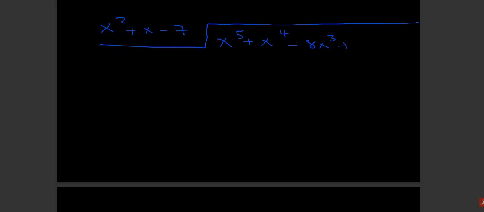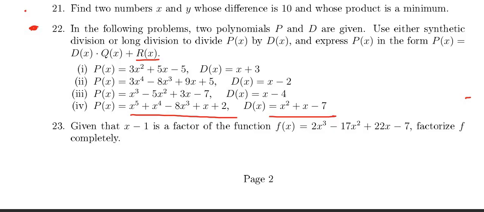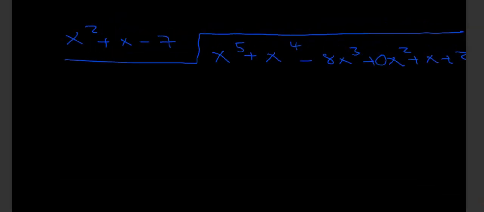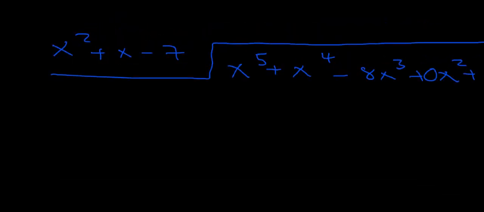Now you notice there is nothing that has x to the power 2 here, right? So we need to write the place value there. It will be 0x squared, then plus x, then plus 2. You've seen how I've written it, right? Yes, because we always need the place value of everything.